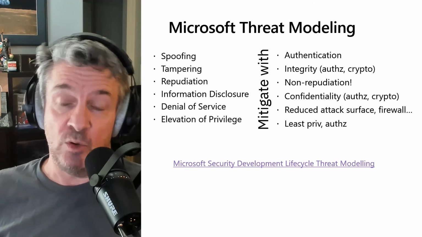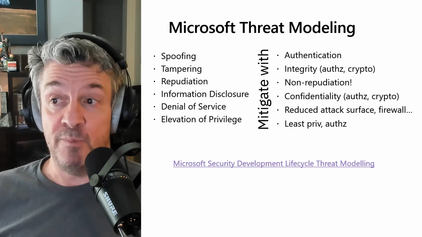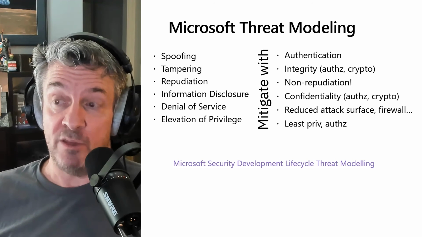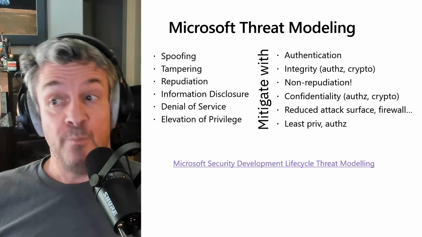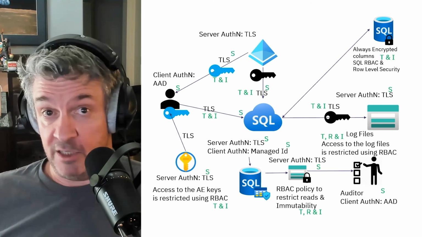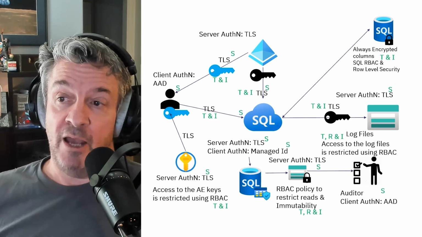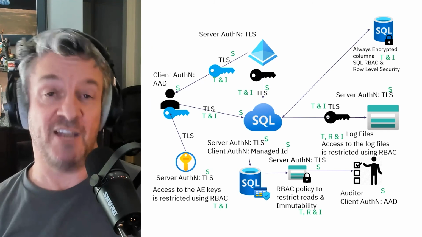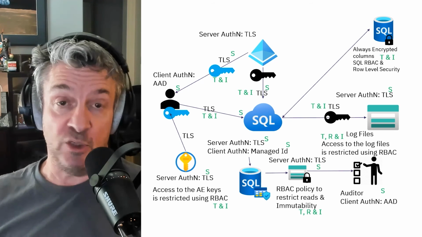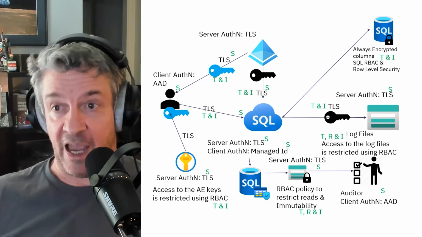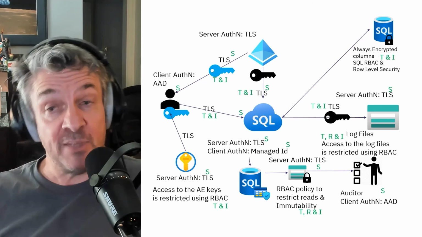What's interesting about all of these is they're mitigated with broad techniques. For example, spoofing you mitigate with authentication, and there's a whole bunch of different technologies you can choose. Believe it or not, we've actually talked about some of these technologies. If I look at the diagram we brought up before and overlay the STRIDE categories, when a user connects to SQL Server, how do we know it's a valid user? That's a spoofing threat, and you mitigate it with authentication.